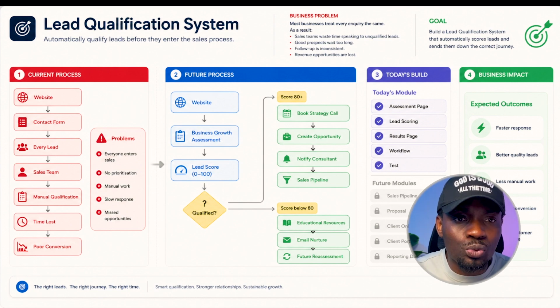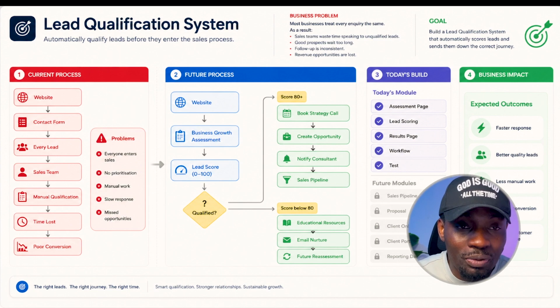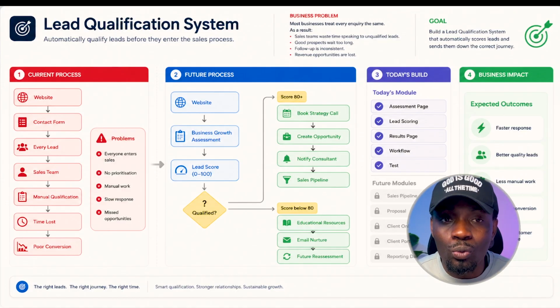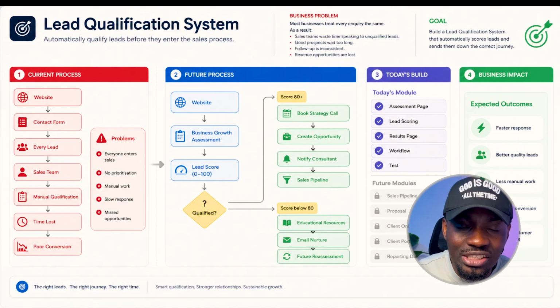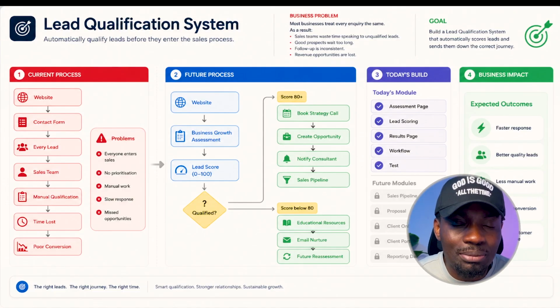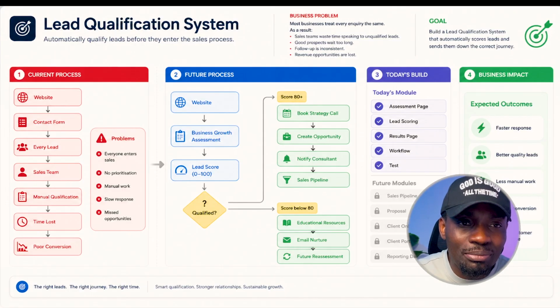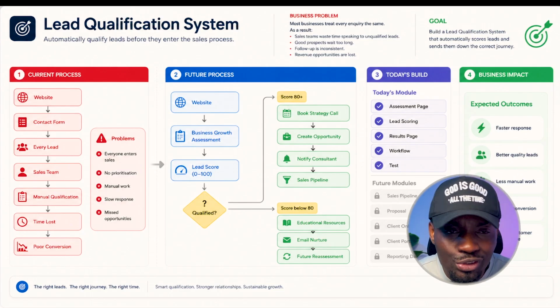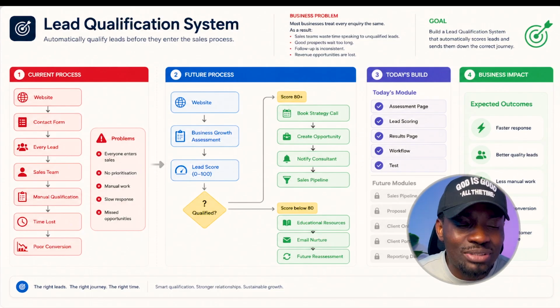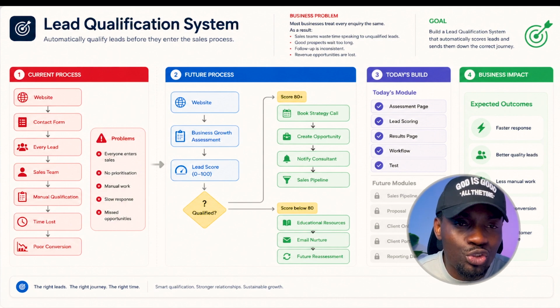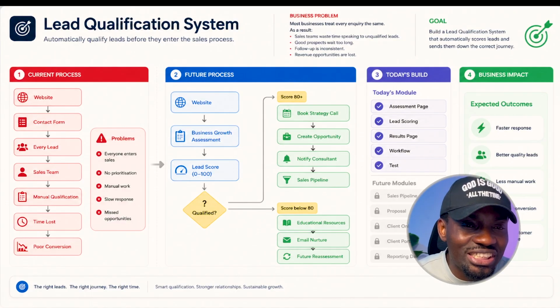Now, some of the problems would be every lead enters the sales pipeline at the same time. There is no prioritization. There will be manual work. There will be slow response, because imagine you and your team, even if you use a system like GoHighLevel, because every lead is entering the same pipeline, you're nurturing the same leads at the same time. You wonder why is it that in my system, I have thousands or hundreds of leads and it seems like nobody is buying. And then that would eventually lead to missed opportunity because you're qualifying the same leads and treating leads as the same. And that is not the right way to do it.